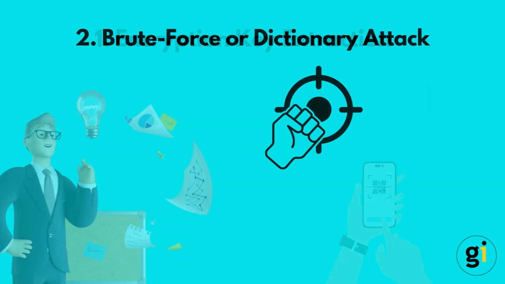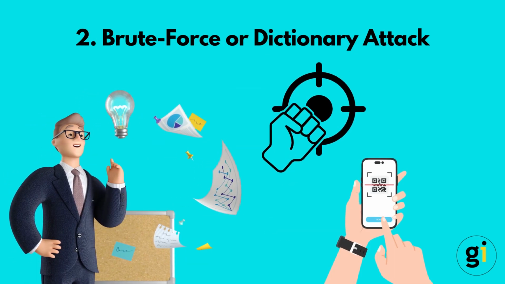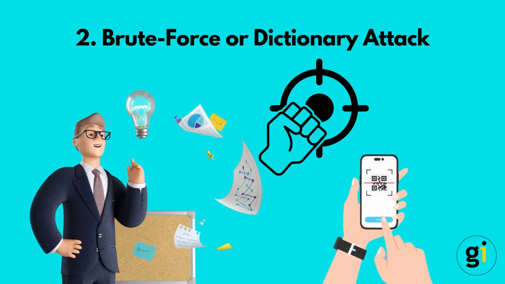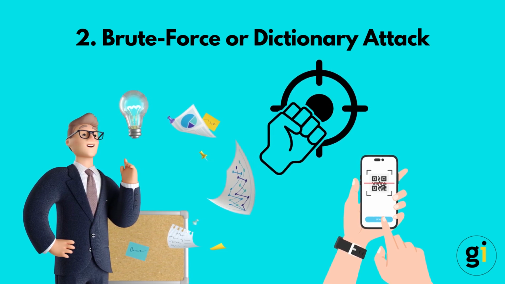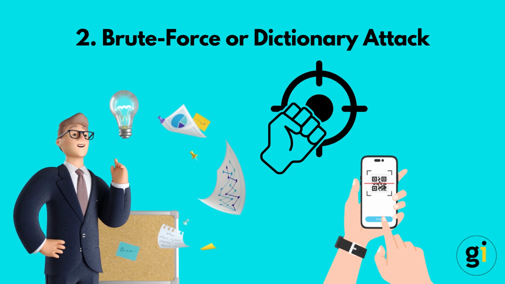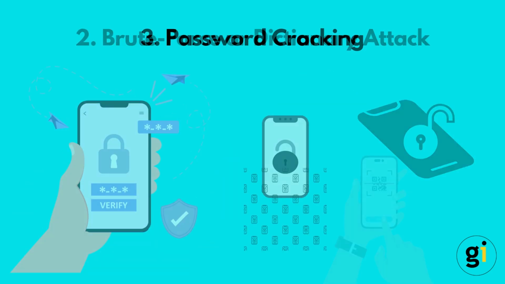2. Brute force or dictionary attacks. In cases where encryption keys cannot be directly extracted, brute force or dictionary attacks can be employed to systematically guess or try various combinations of keys until the correct one is found. This technique requires significant computational power and time, especially for strong encryption algorithms.